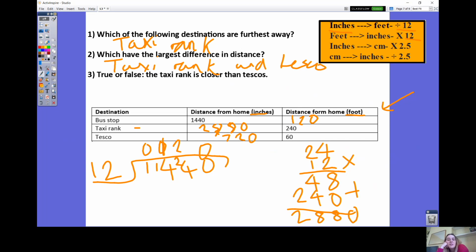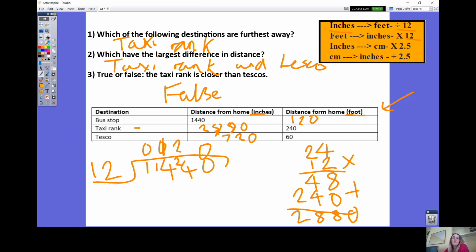And the taxi rank is closer than Tesco's. Is it true or false? Let's compare the two. I can see the taxi rank is 2,880 inches away, whereas Tesco is 720 inches. Therefore, Tesco is closer. So this statement would be false.